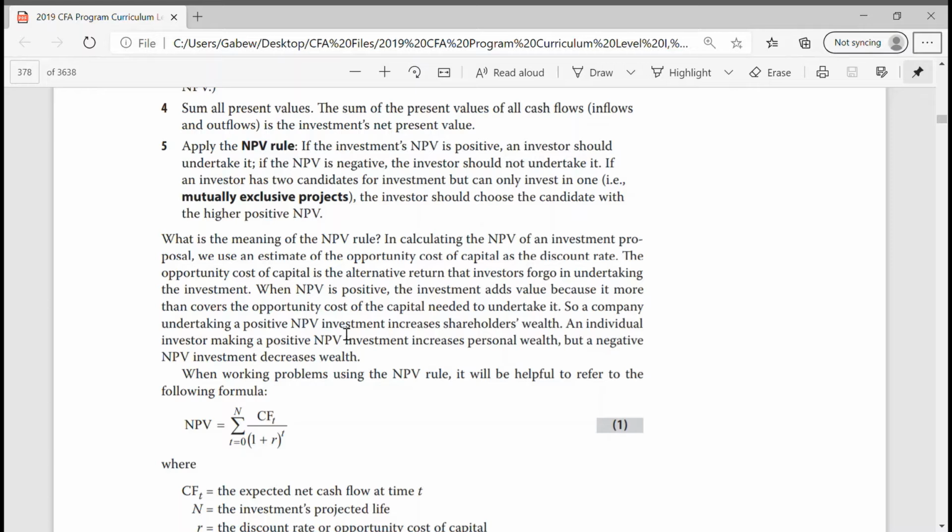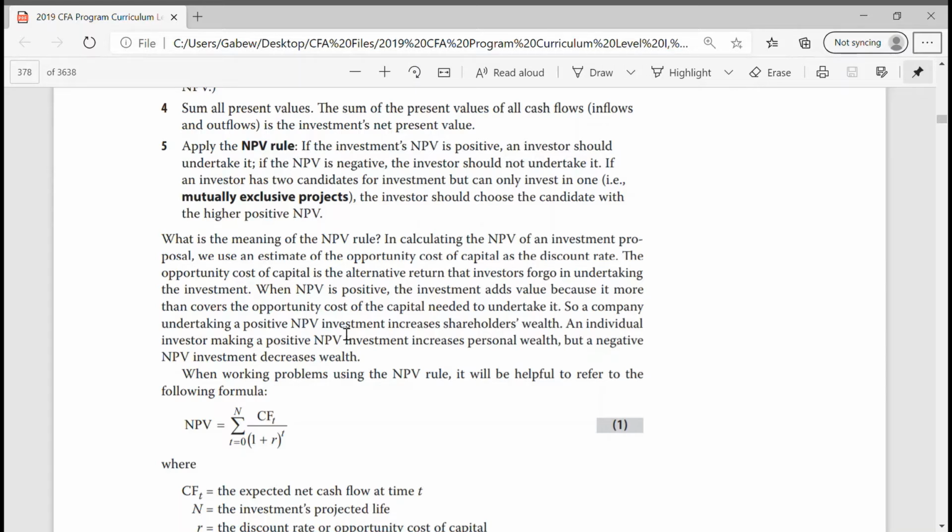We use an estimate of the opportunity cost of capital as the discount rate. The opportunity cost of capital is the alternative return that investors forgo in undertaking the investment. When NPV is positive, the investment adds value because it more than covers the opportunity cost of the capital needed to undertake it. So a company undertaking a positive NPV investment increases shareholders' wealth. An individual investor making a positive NPV investment increases personal wealth, but a negative NPV investment decreases wealth.